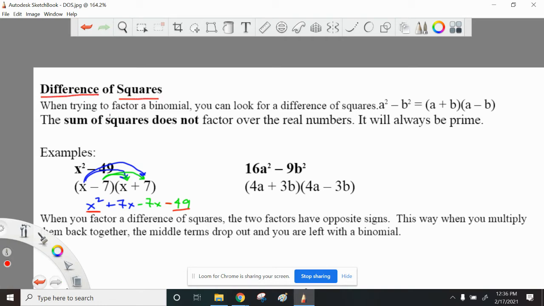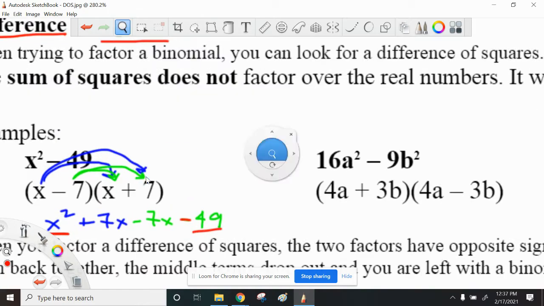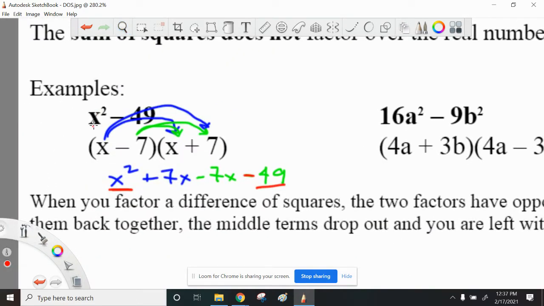Sometimes in math we get weird names for stuff, but difference, which in math means to subtract, and squares, which we know are perfect square numbers, like 1, 4, 9, 16, 25, etc. We need to have the subtraction of squares. The only time that this pattern will work is if we have a perfect square and a perfect square, and we have a minus. And we'll talk about why we need those types of things.